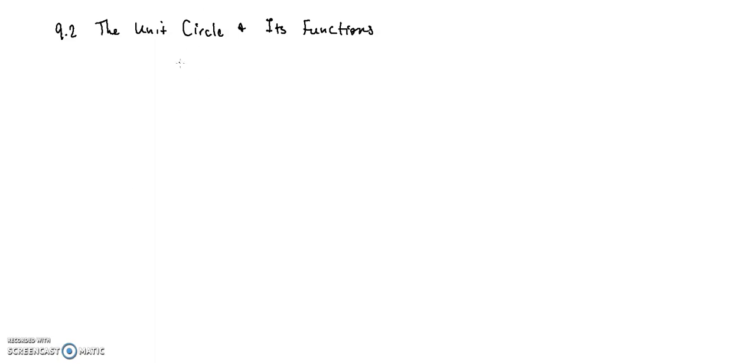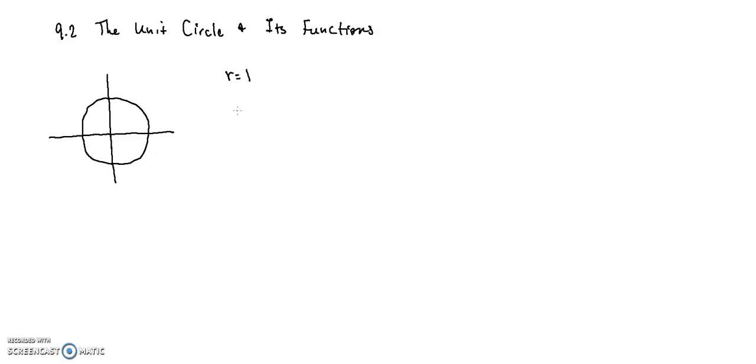Okay, so this video is going to start us off in section 9.2, the unit circle and its functions. So we're going to start with the unit circle, and hopefully this is somewhat familiar to you, at least if you took college algebra. So the unit circle is a circle centered at the origin with radius equal to 1. That's why it's called the unit circle, because the radius is 1.